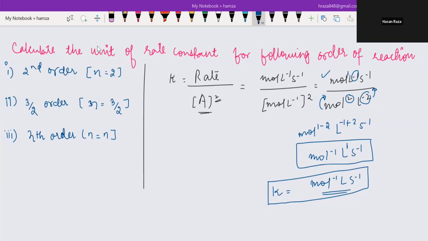Nafisa, can you do this or should I explain? Sir, can you explain? Okay, it's very easy.